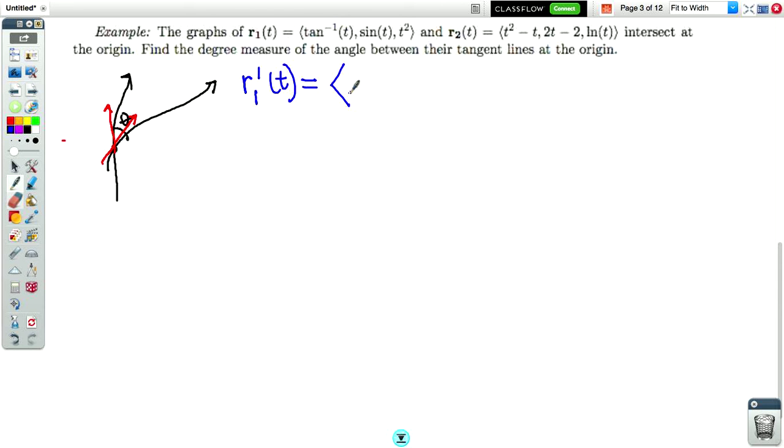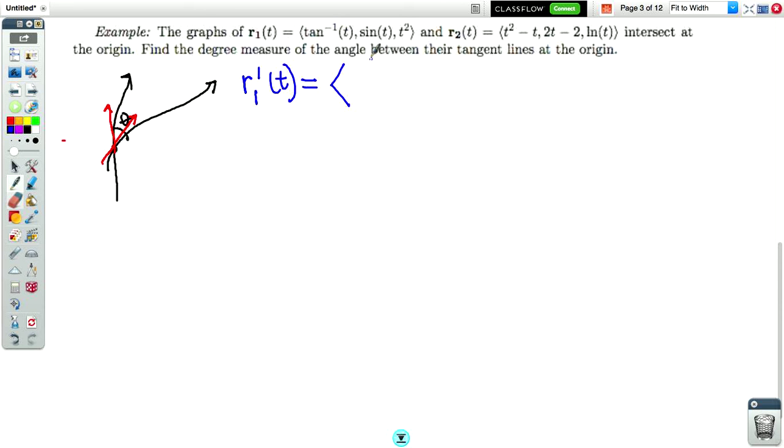Now you can differentiate inverse tangent. So one thing that you might want to do is pause the video right now and, on a sheet of scratch paper or in your notes, differentiate inverse tangent, and then we'll start this back up in a second.